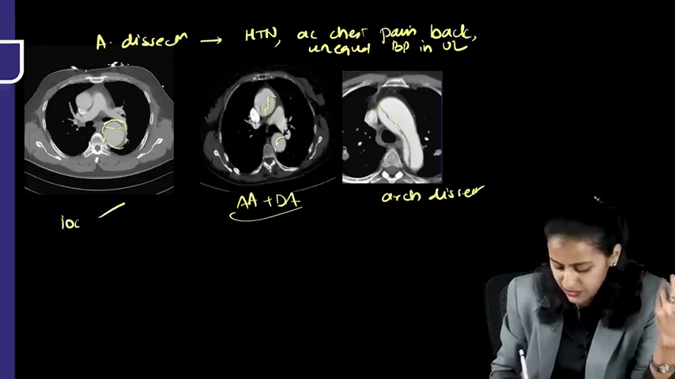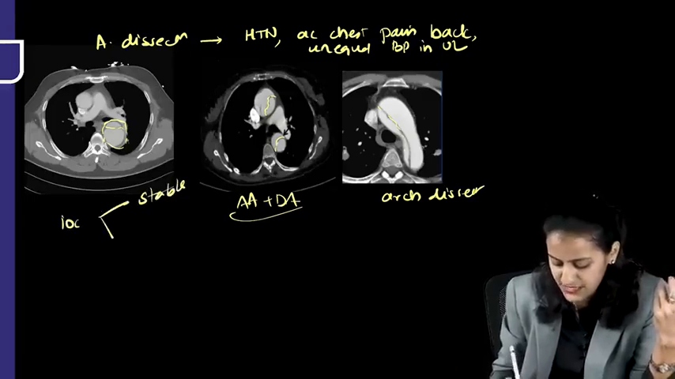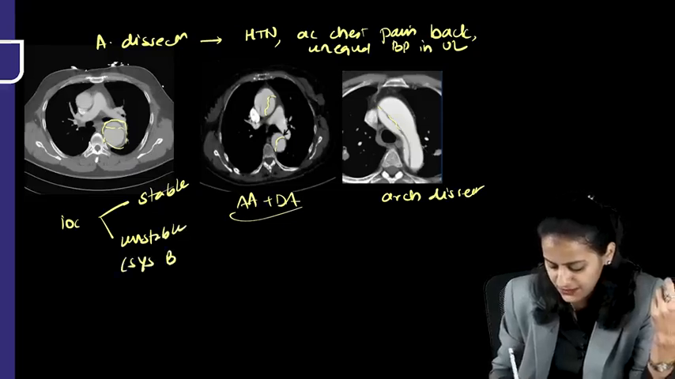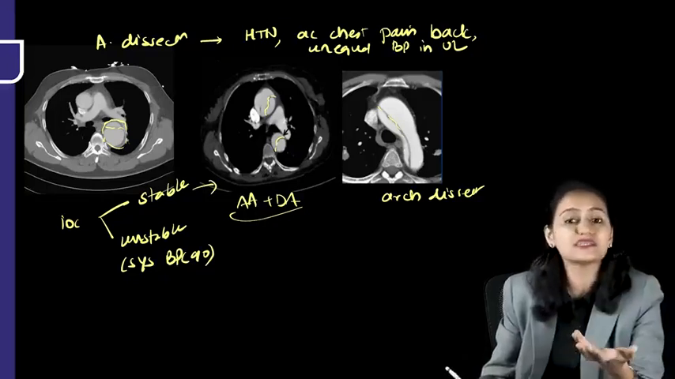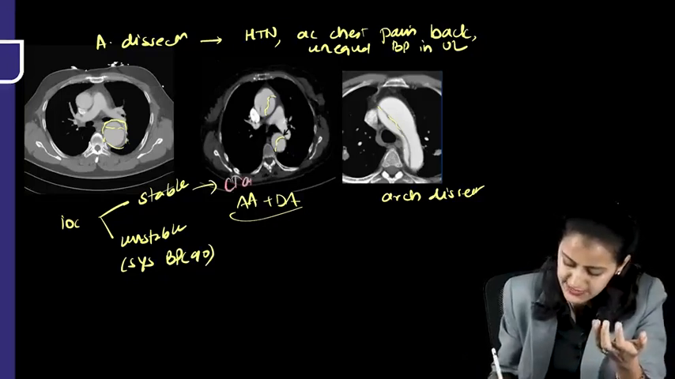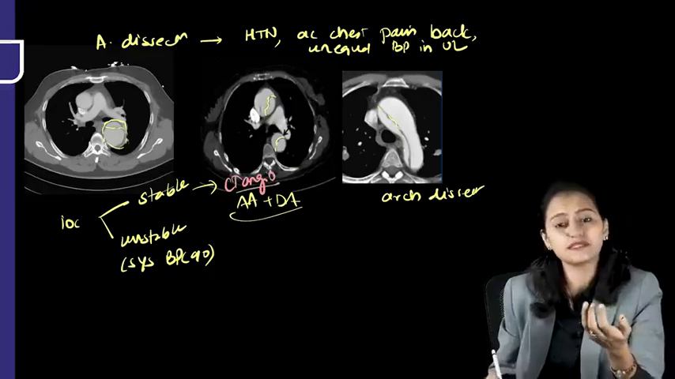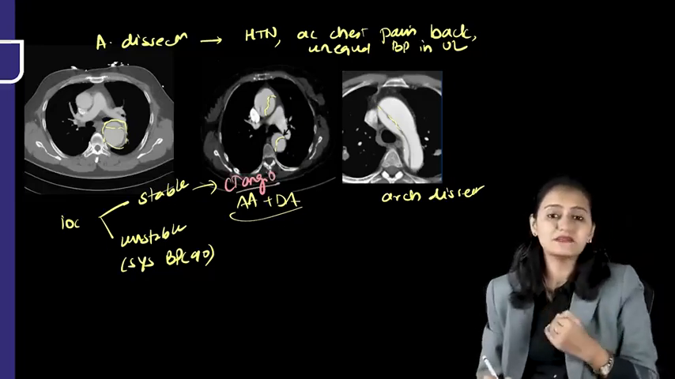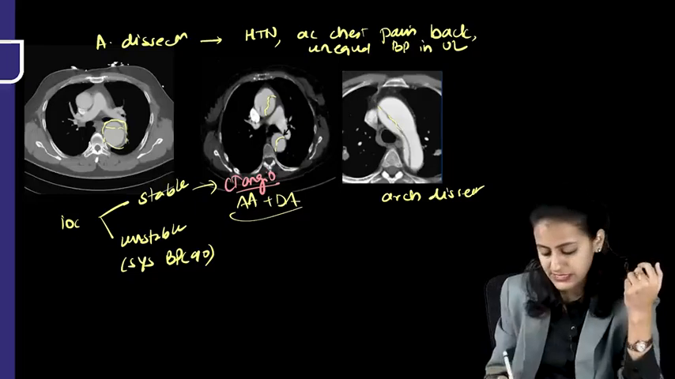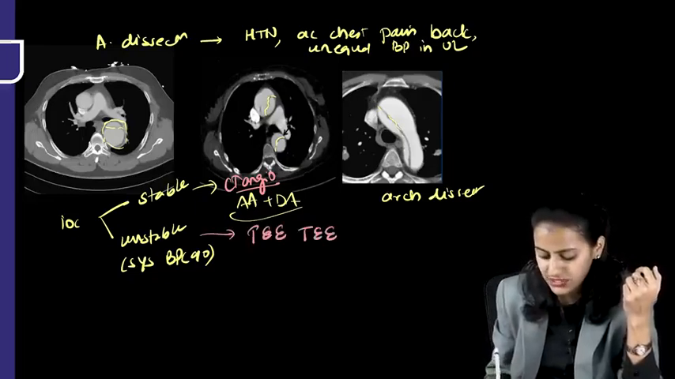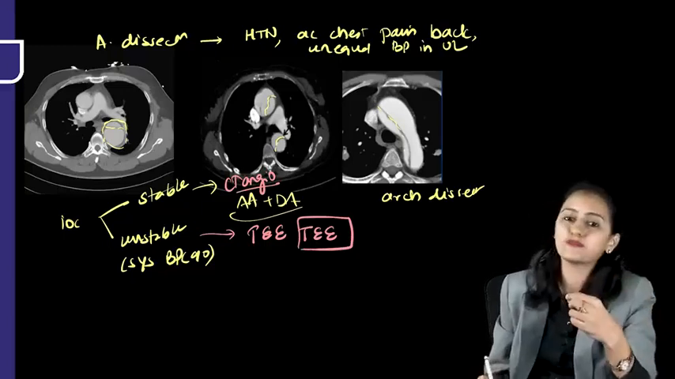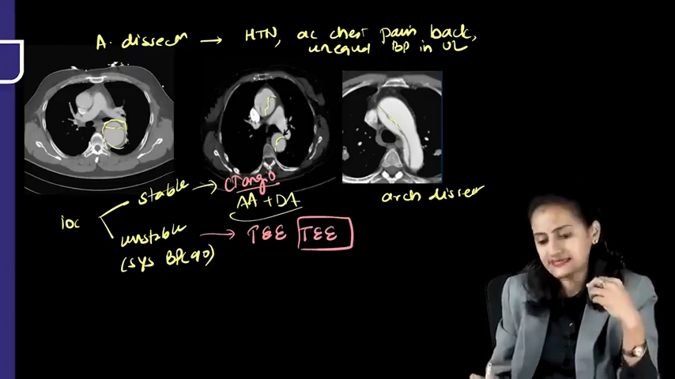What is the investigation of choice? Depends on whether the patient is stable or unstable. That means systolic blood pressure less than 90. So, if the patient is stable, we can take the patient to the CT scan. In that case, CT angio is the investigation of choice. If the patient is unstable, that means we cannot take the patient to CT, bedside ultrasound, that is transesophageal echocardiography is what we would do for aortic dissection.